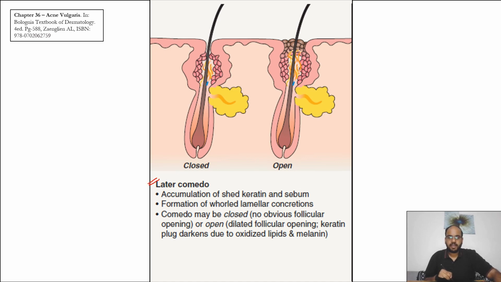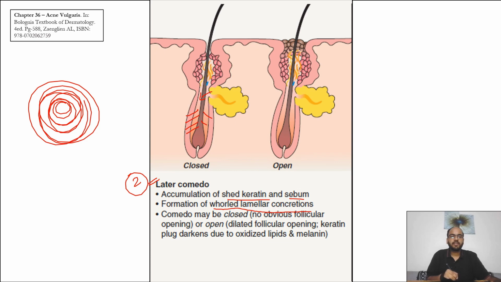Now, in the later comedone, the second stage, you have accumulation of shed keratin. The keratin which is being formed here will not be able to get out of the hair follicle and will accumulate. So shed keratin and the sebum, which is the secretion by the sebaceous gland, will accumulate inside the follicle. This will lead to the formation of whorled lamellar concretions. What do we mean by whorled? Whorled is like this, multiple circular layers. So this is known as a whorled appearance: hard concretions shaped like onions, a multiple layered structure.